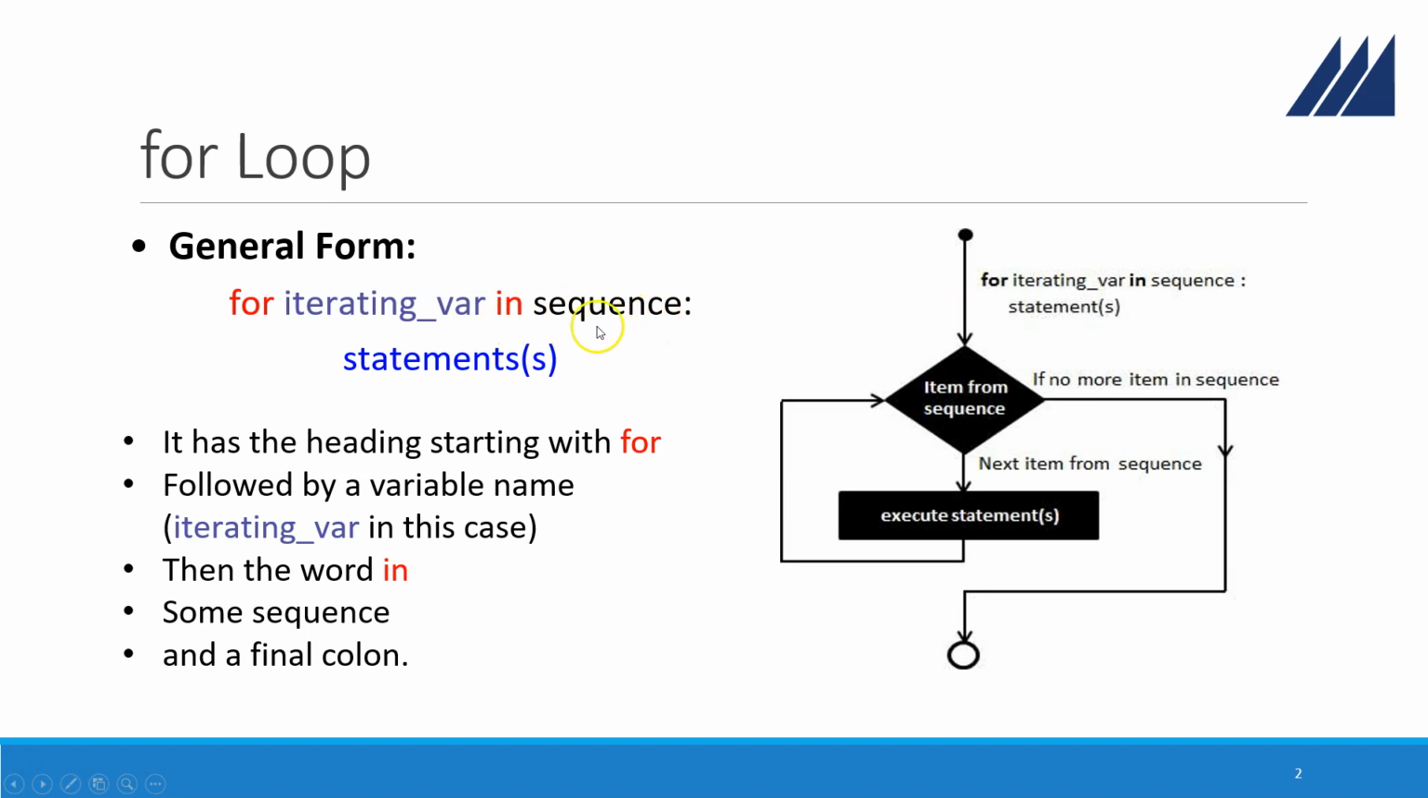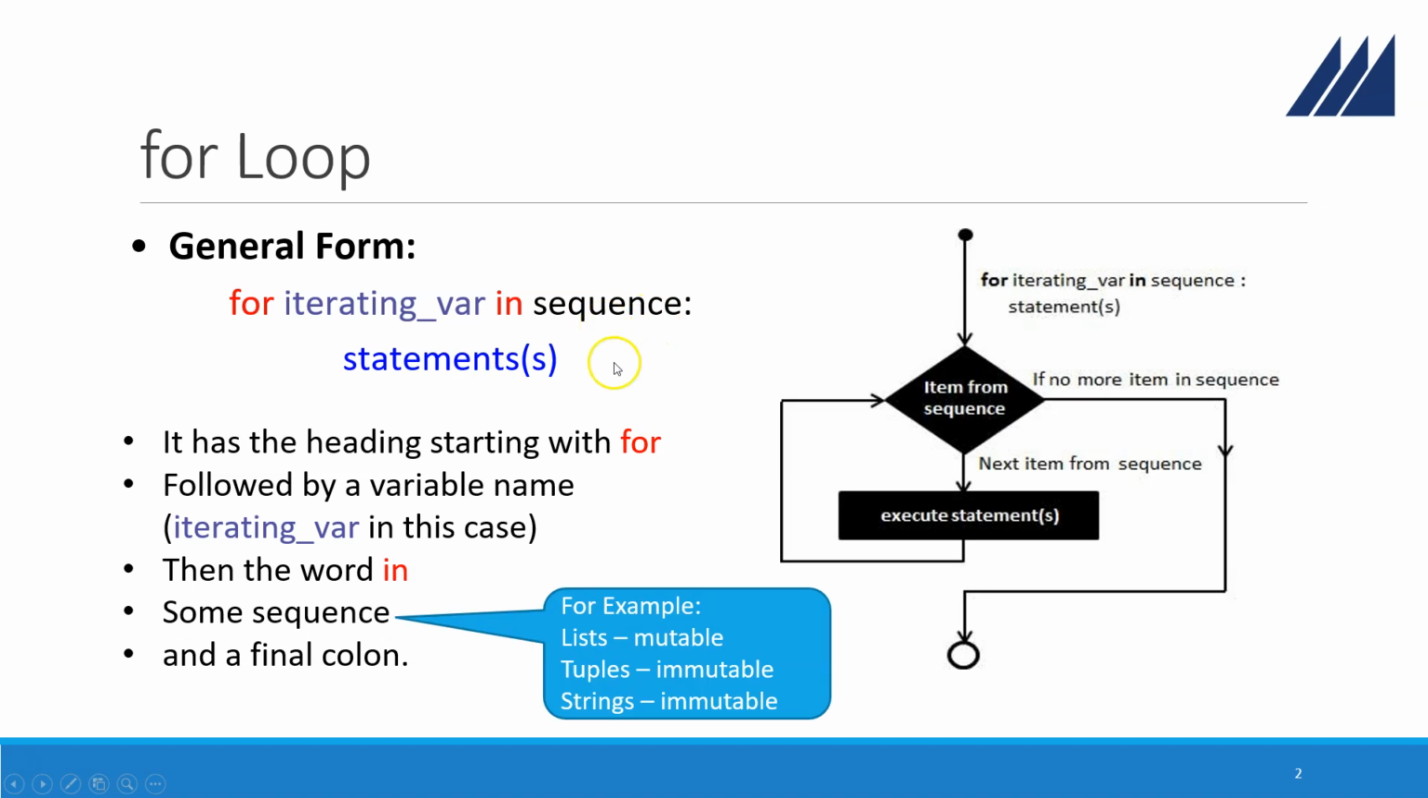and then it's followed by a sequence. We're going to talk about what we mean by the sequence. We saw lists before; these are a type of sequence. Tuples are also a sequence, and strings. So the sequence here could be a list, tuples, or strings, and there are some other things that we're going to learn later. But at this point, think of whatever comes after the in as being a sequence.